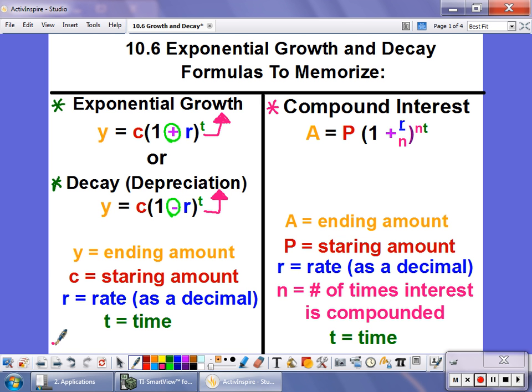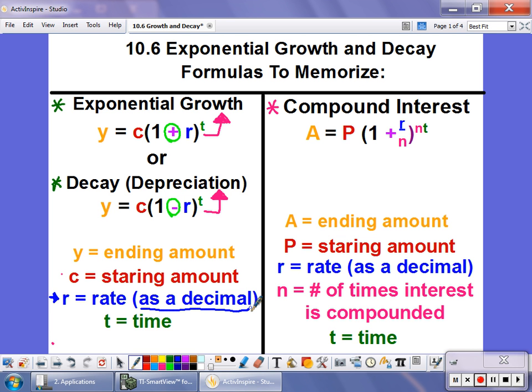Now, down below here, I've listed what each of these things stand for. And I just want to highlight one thing, and that's the rate. Things are going to increase or decrease at a certain rate, and a lot of times this amount will be given to you as a percent. Before you can use it in your equations, you have to change it into a decimal. So you're going to have an ending amount, a starting amount, your rate, which you'll change to a decimal, and then an amount of time.